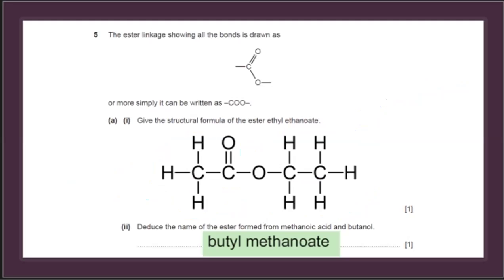Deduce the name of the ester formed from methanoic acid and butanol. Again, for the butanol, the ANOL is going to be removed and YL is going to be added. And for the anoic acid, OIC is going to be removed and OATE is going to be added. So we end up with methanoate and butyl. So the name of the ester would be butyl methanoate.